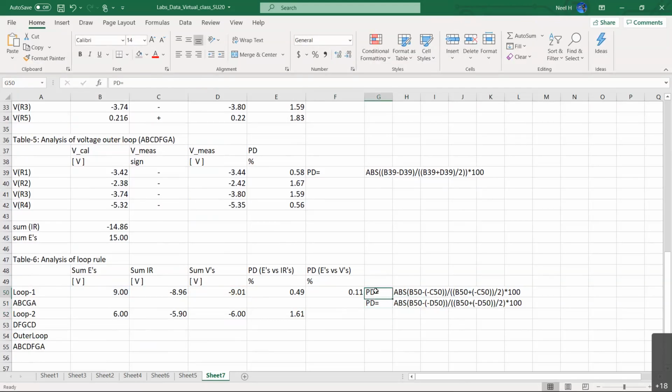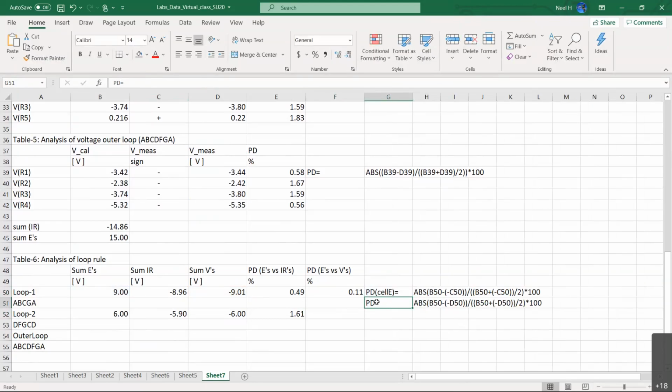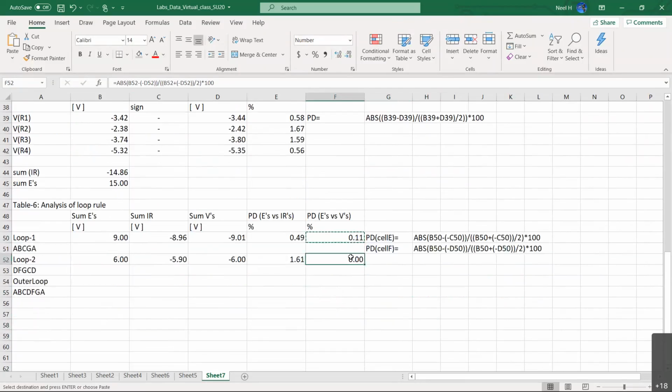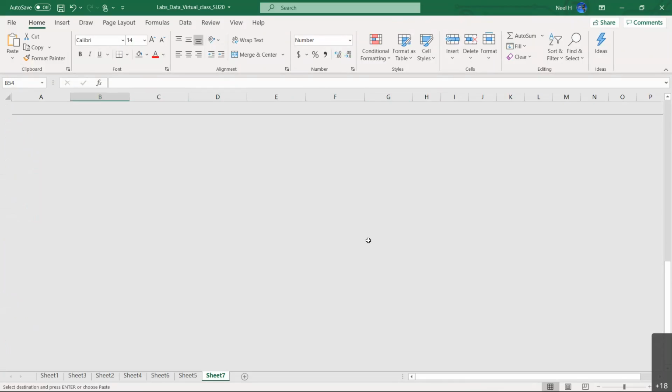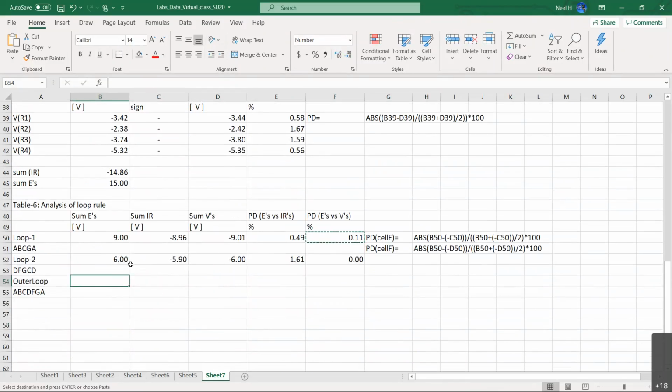Okay, question. This is the percentage difference for cell E. This percentage difference is for cell F, okay. Parentheses, cell F. Okay, question. Then to do any others in the same column, if you do the same thing, you can always click and drag or copy paste. Then you will get that calculation automatically. This is 0 because you can see this is the same number, okay. And then the last one is the outer loop. Any questions so far? Everybody okay? We've done all the calculation, okay.